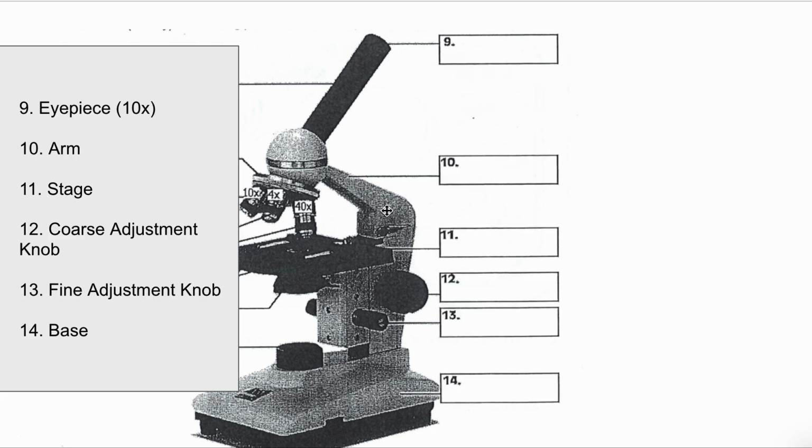So this right here is the arm. Number 12, this is the coarse adjustment knob. This is the fine adjustment knob. And down here is your base.